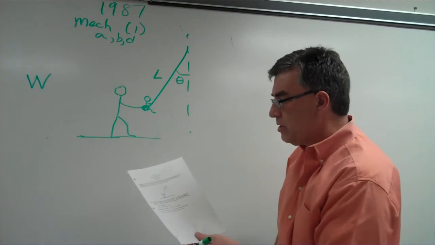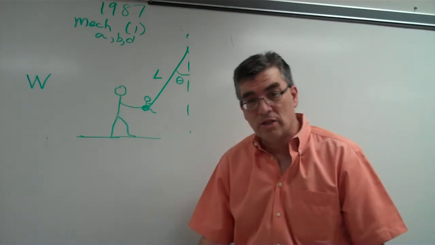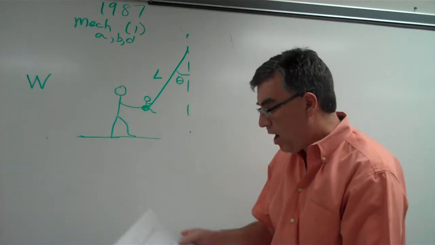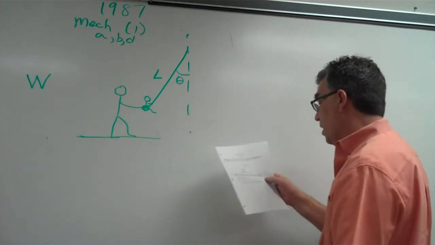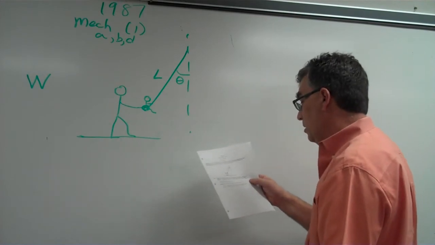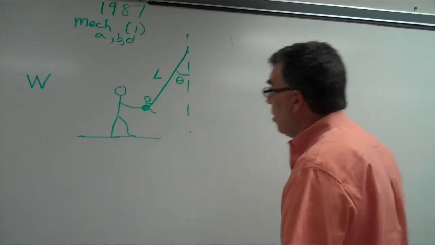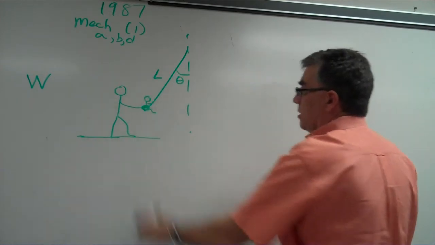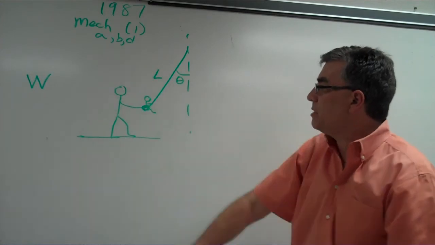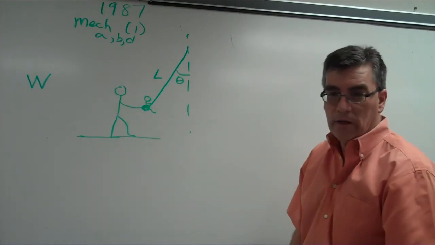All right, so the first question says, the guy's just pulling the rope back, and it says find the tension in the rope. But they want the answer in terms of W and theta. So what I want to do is look at this and say, okay, I've got to choose a place. If I want to find the tension in the rope, then how am I going to do that?